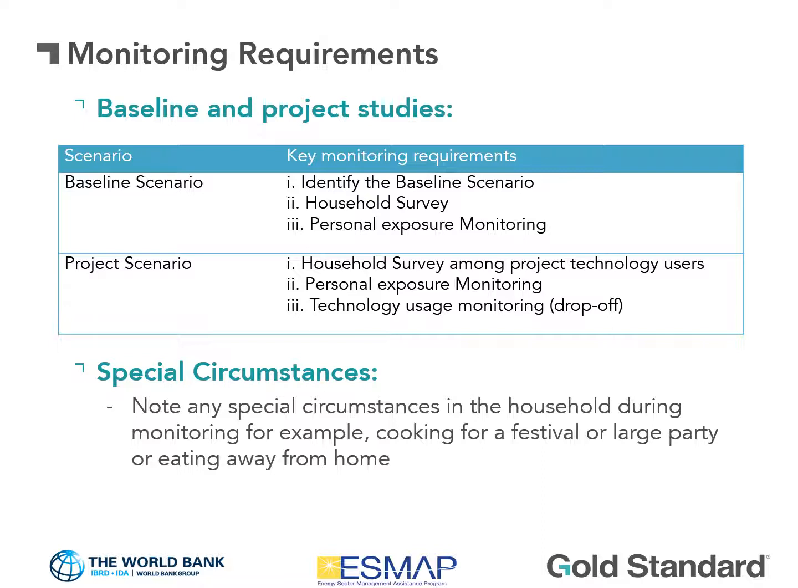During these monitorings, any special circumstances in the household should be noted. For example, cooking or a festival or large parties or people eating away from home. The reason for this is because they will introduce a bias into the monitoring studies, whether it be a household survey or personal exposure monitoring.